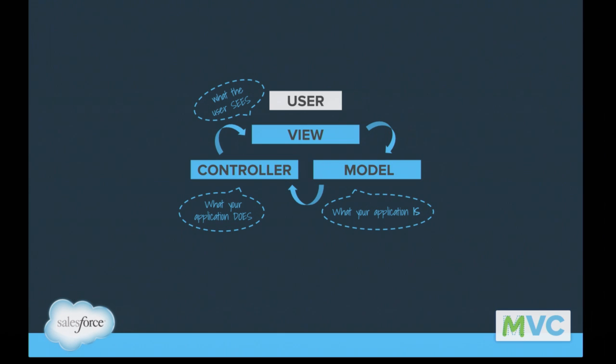But you have a user. He's interacting with the view. That's what your user's actually seeing and interacting with. You've got a controller. That's all about what your application does, its behavior. And then you have the model, and that's what your application is. It's all about application state.